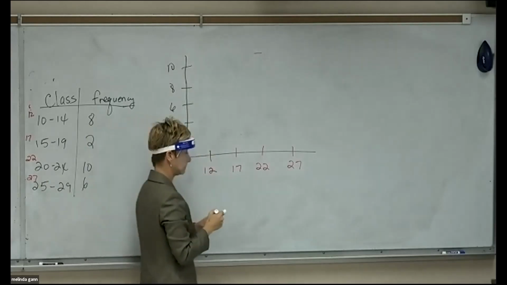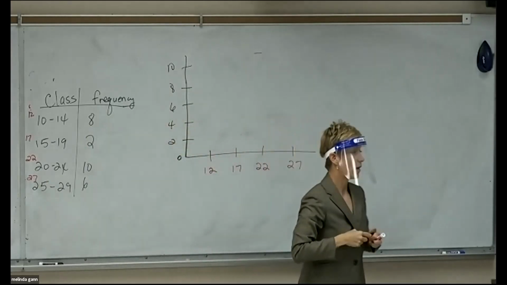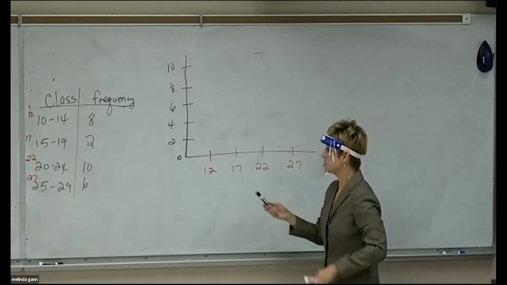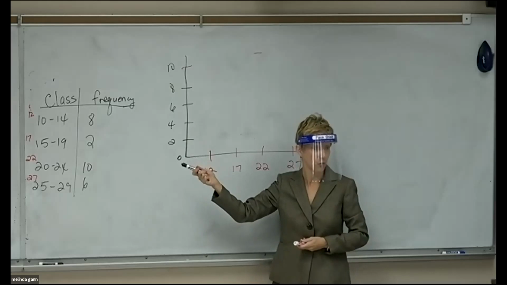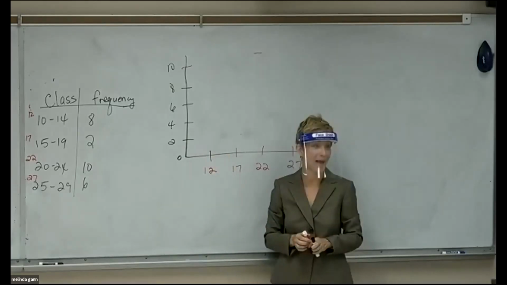So start with 0. Now, look what it says. Which class does 12 go with? That's the midpoint of which class? First one. What's the height? What's the frequency of that?